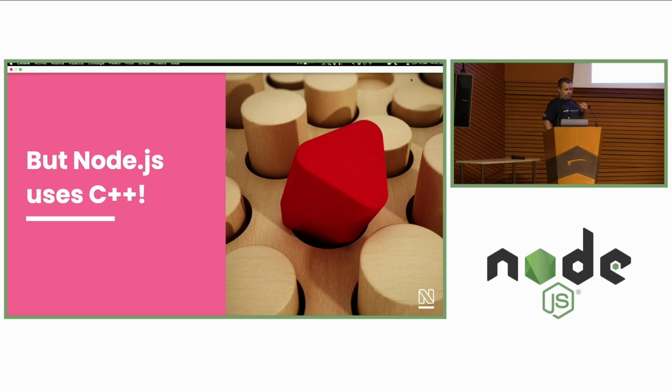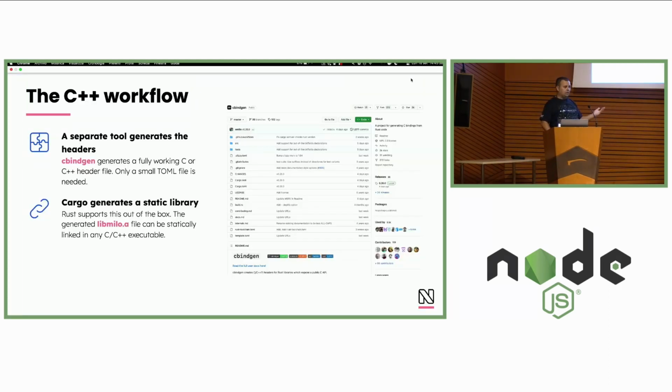And I hear your internal self whining, but Node uses C++. How do we use this in Node? Can we use this in Node? That's the C++ workflow. We can easily use that because we need just a separate tool, which is cbindgen, supported by Mozilla, a tool that out of Rust code generates a valid C or C++ header. Basically, it extracts the public interface and generates a header for you without having to write a single line of code. And it only needs a very small TOML file, less than 10 lines, to configure the extraction. That's it.